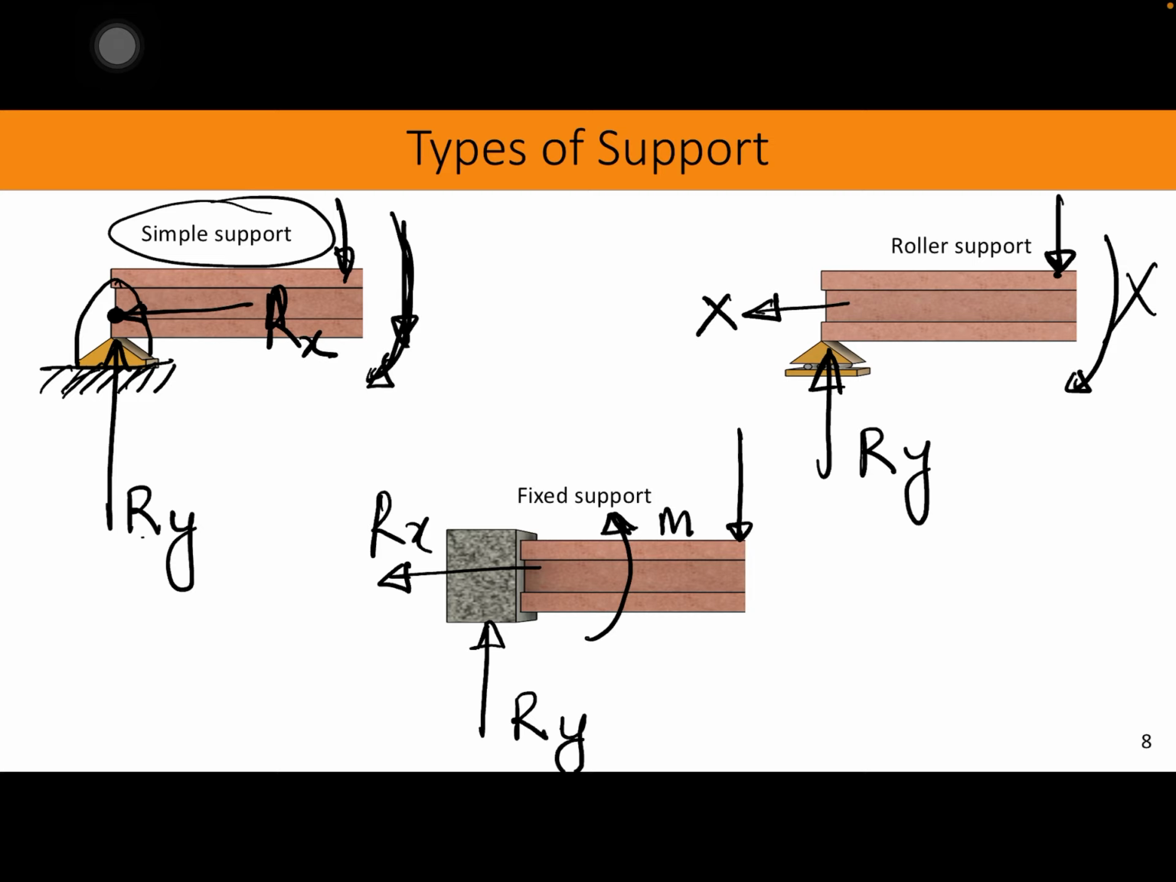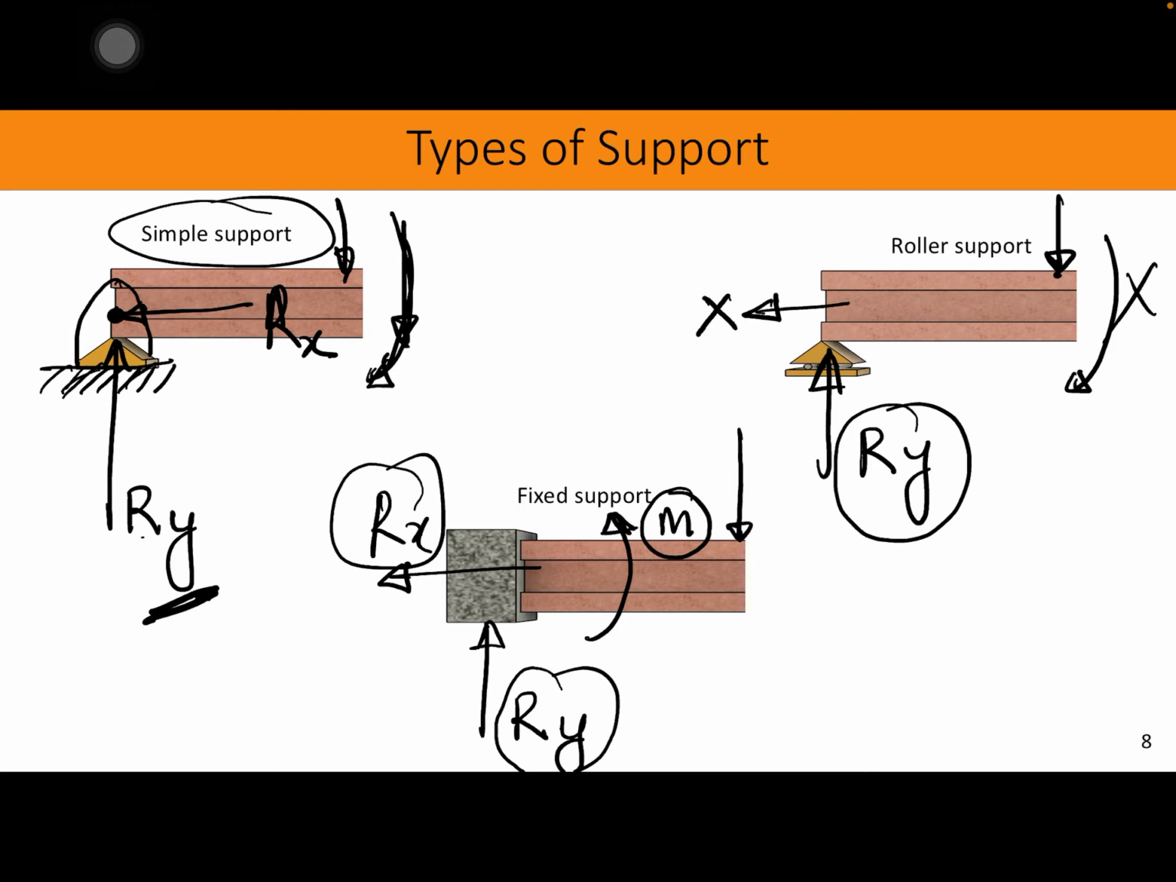So again, one more time, simple support, there is only one reaction. If it is a pin support or hinge support, there is two reaction, no moment. Roller support, we have only one reaction, vertical reaction. However, if we have fixed support, then we have vertical reaction, horizontal reaction, and a moment.